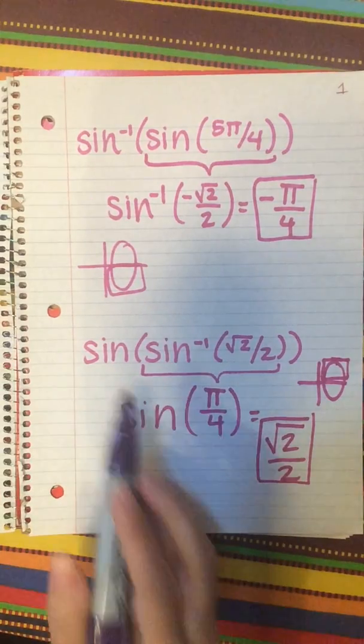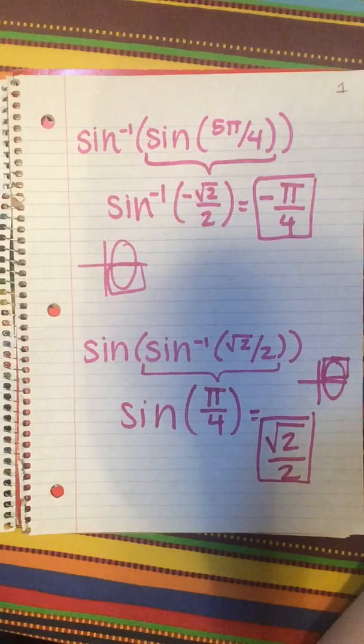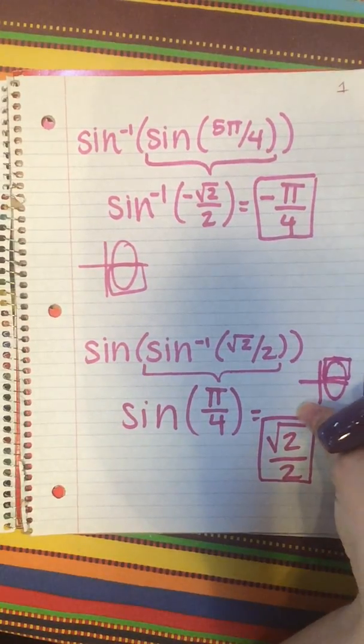So in this case, they did cancel each other out, leaving us with whatever was inside. But up here, it did not. And we're going to talk about that in just a moment. Let's do a few more examples first.